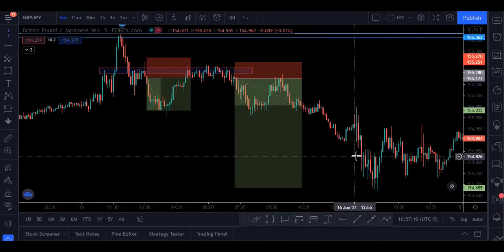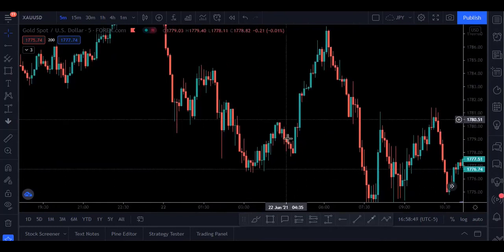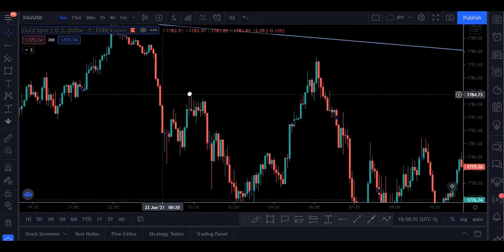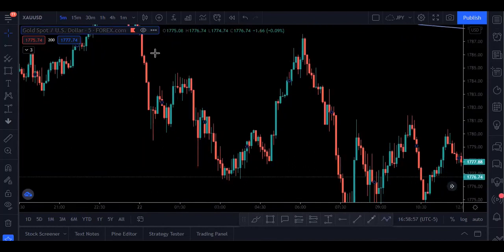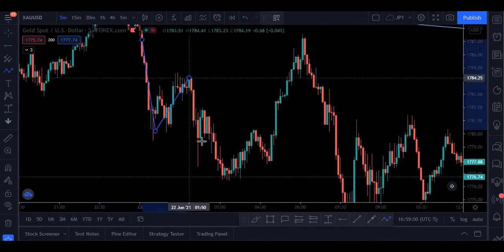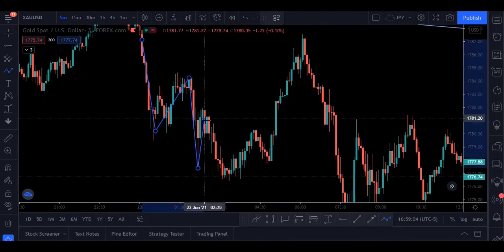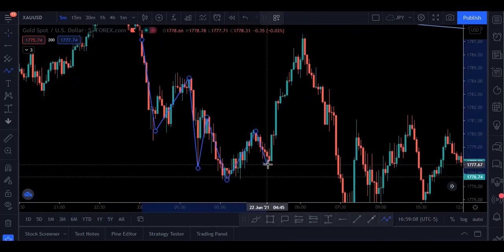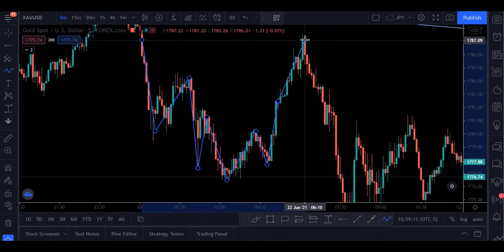Let me find just another. Okay, so now we have another example. This is in gold. As you can see, we were coming from a bearish trend. We had lower lows and lower highs. And then suddenly, let me draw this, it made this wick, a new low, and then these equal highs or lows, and it started to go up.